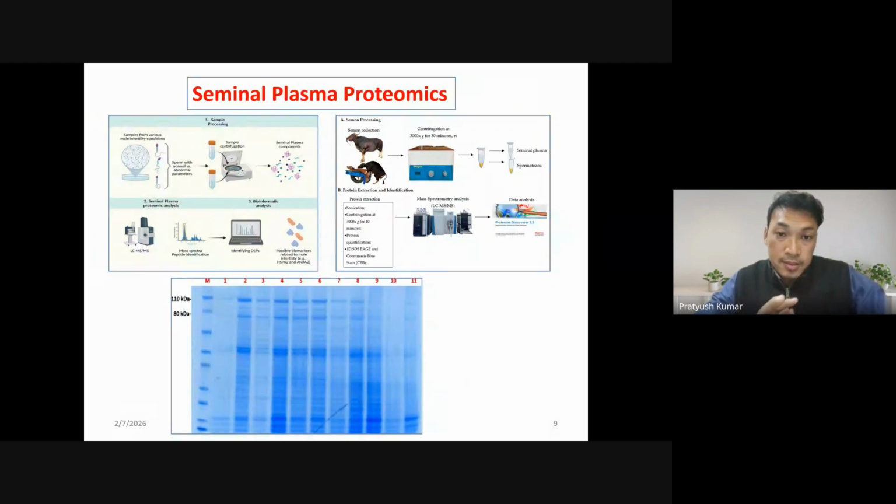Nowadays, during my PhD, I also studied some of the proteomics and the genes which are responsible for fertility. Some genes are responsible for the acrosome reaction, some genes are responsible for capacitation. So this area is very much important.